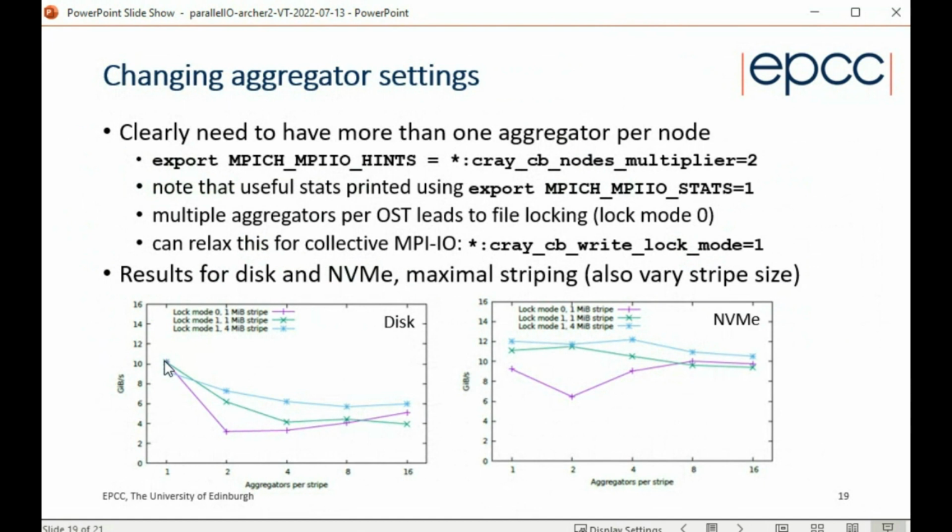I also tried changing the lock mode, to try and say, look, it's safe, you don't have to lock. But basically, as you increase the number of aggregators per stripe, I went up quite high, you see a decrease, and I think that's because of contention, unfortunately. So 10 is about the maximum you're going to get.